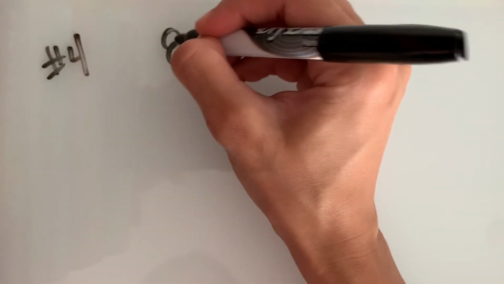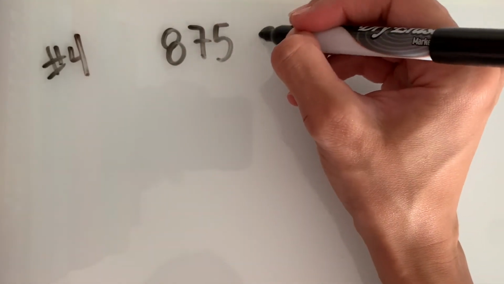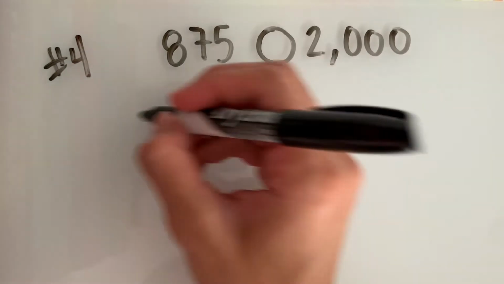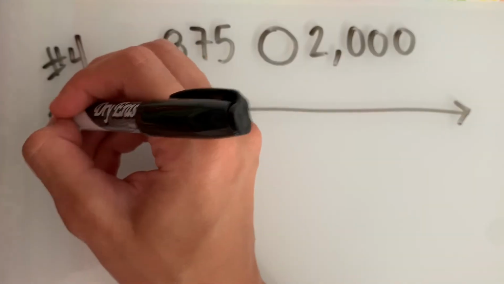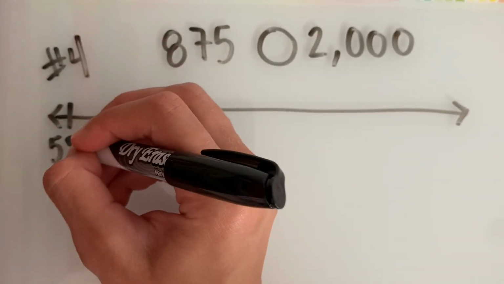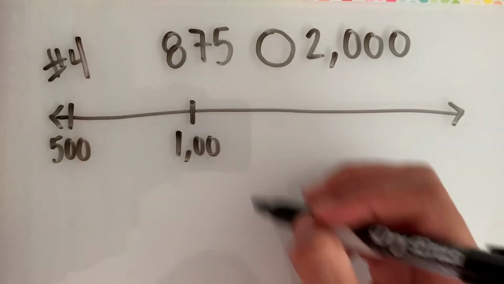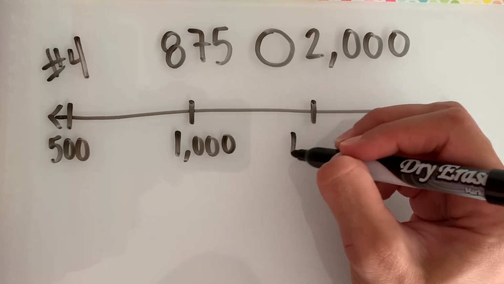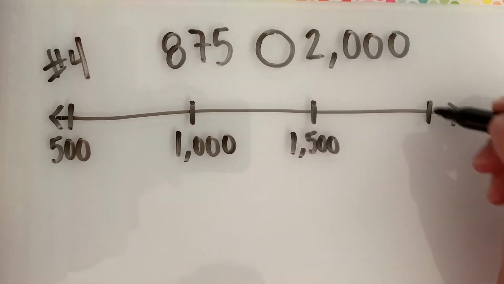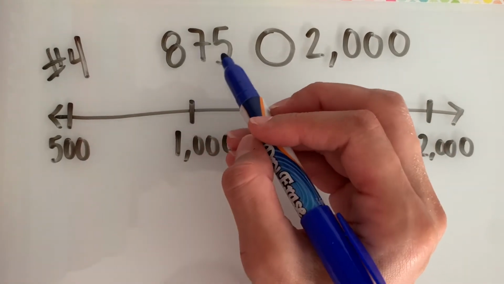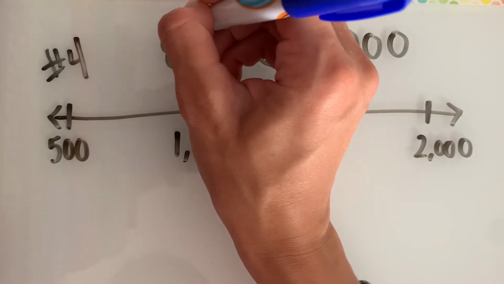Example number 4. We have 875 and we have 2000. I'm going to use a number line to solve for this problem. I'm going to start with 500 and then I'm going to go in 500 intervals. So I have 1,000, 1,500, and then 2,000. Then I'm going to plot each number.